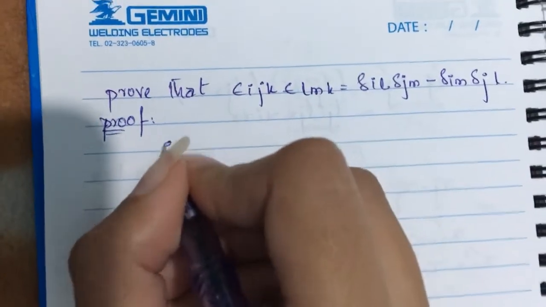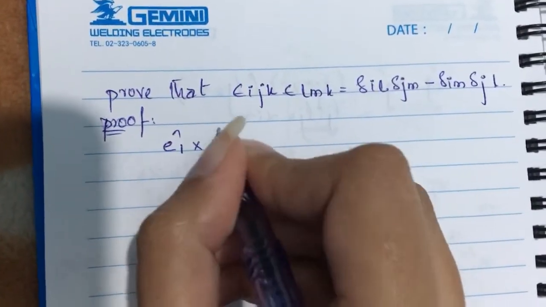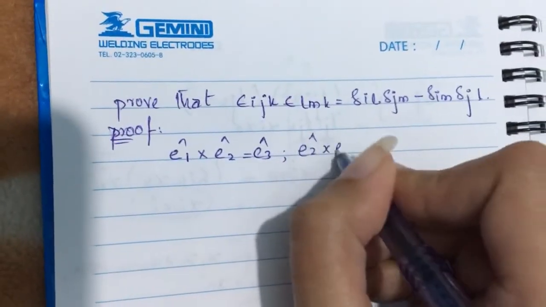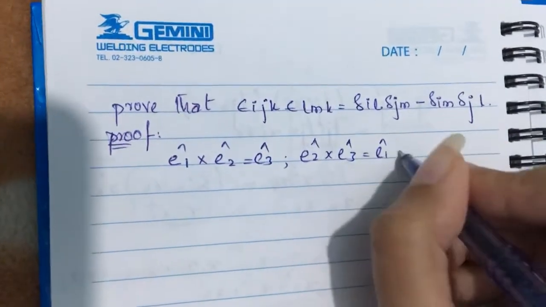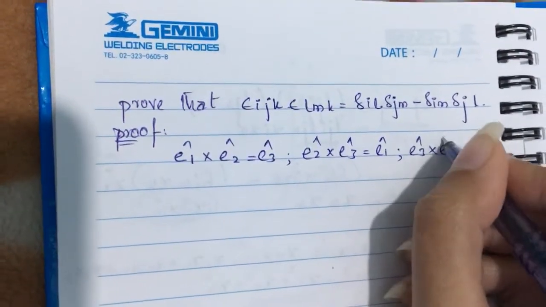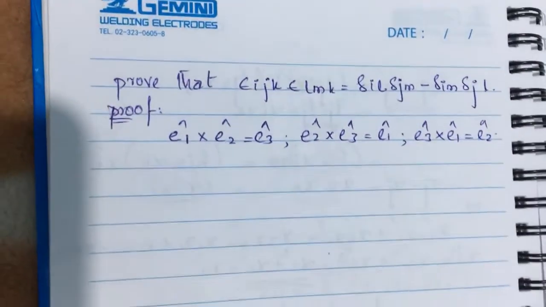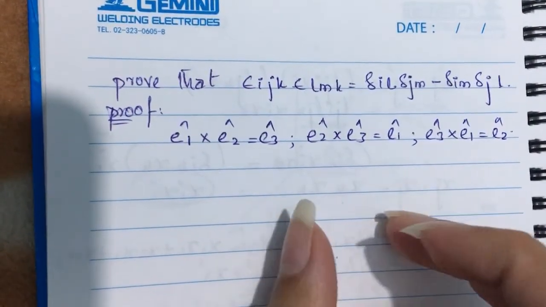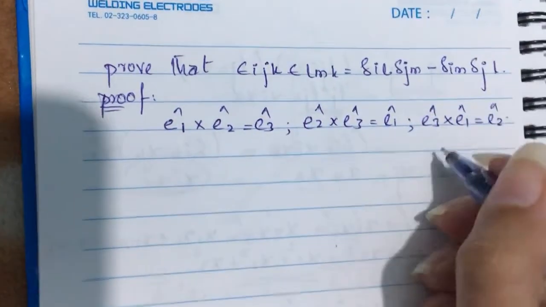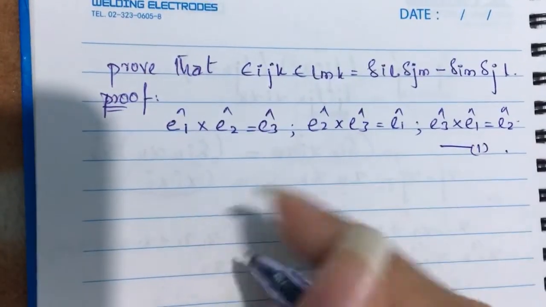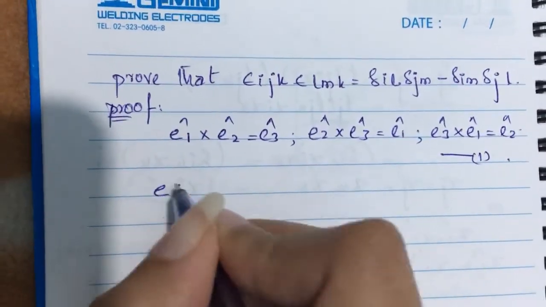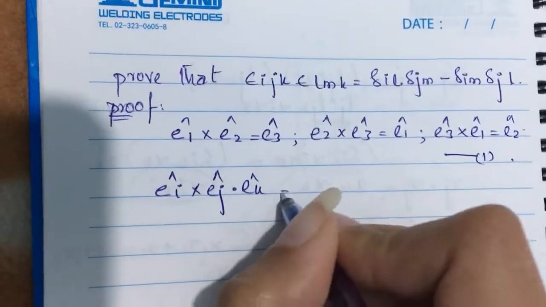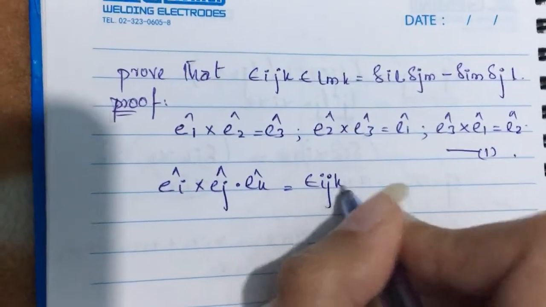as we know that for simple, the cross product of e1 e2 is equal to e3, and further e2 cross e3 equals e1, and e3 cross e1 equals e2. So using the definition of the alternating symbol or Levi-Civita symbol, we can write this equation. This is called equation 1. This equation in general form: e_i cross e_j dot e_k is equal to ε_ijk.